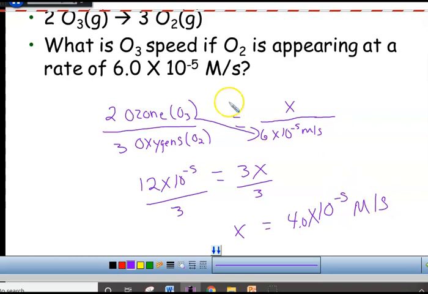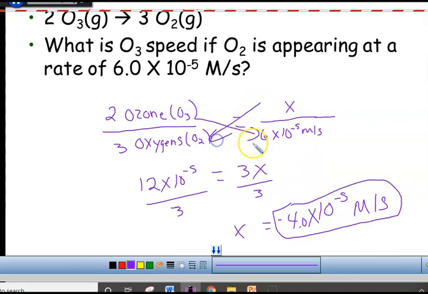Positive or negative? We're looking for ozone. Ozone is disappearing, so it's going to come out to be negative. Whichever you prefer. Okay, whichever you prefer. Doesn't matter to me. All right. That is Kinetics Part 1.